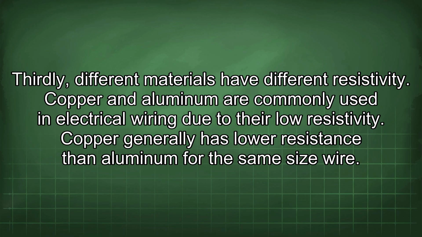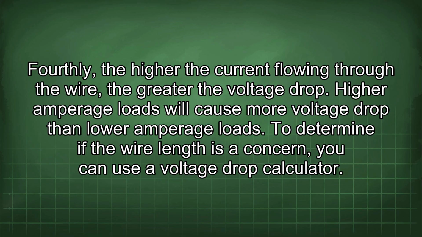Copper and aluminum are commonly used in electrical wiring due to their low resistivity. Copper generally has lower resistance than aluminum for the same size wire. Fourthly, the higher the current flowing through the wire, the greater the voltage drop. Higher amperage loads will cause more voltage drop than lower amperage loads.